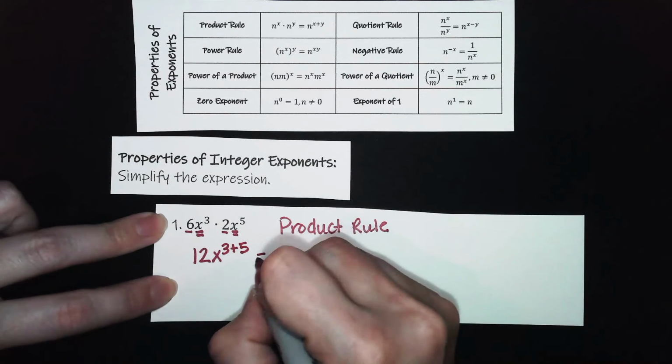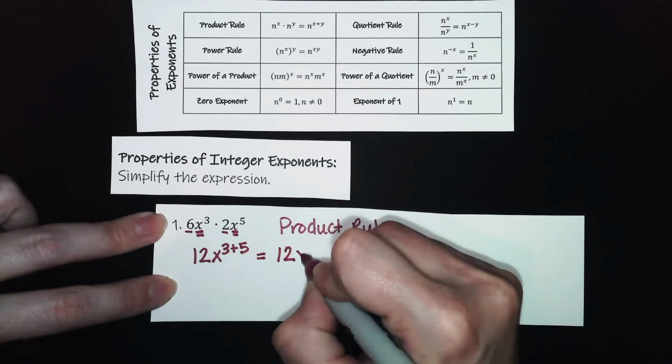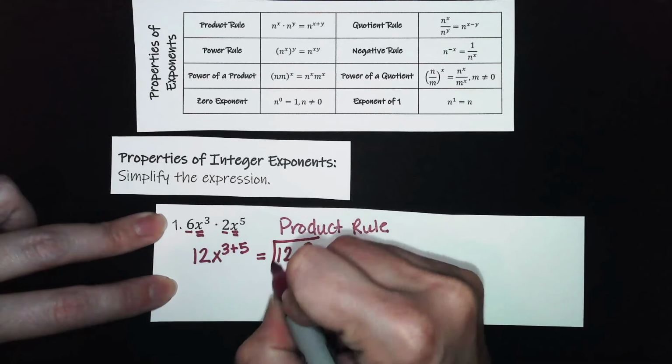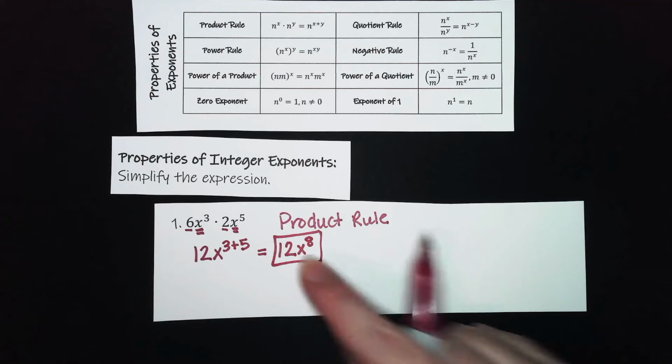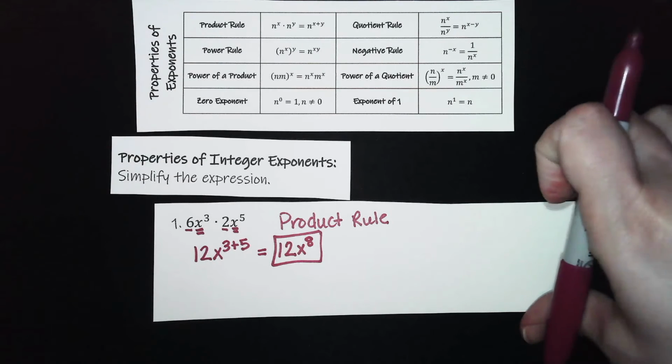So to simplify this, we don't leave that in our final answer. We still have the 12. We still have the base of x. And 3 plus 5 is 8. So I am finished when I have no variable listed more than once. In this case, our variable is x, and it is only once. I have no negative power, or zero power, I should say. You have only a positive power. All right, so let's try number 2.